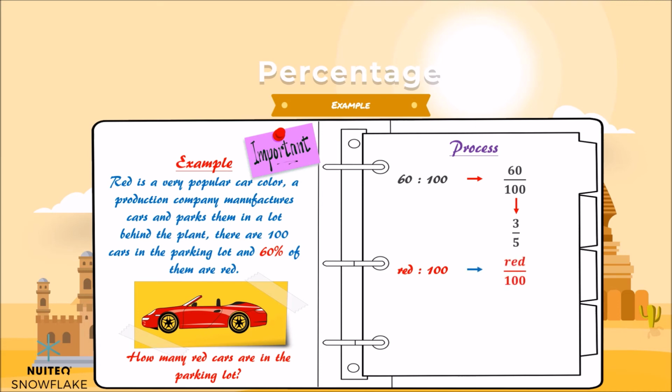Then, we can create a proportion using our two ratios. 3/5 equal to red over 100. Cross-multiply and solve for red. Red is equal to 60, so there are 60 red cars in the parking lot. Interesting, right?